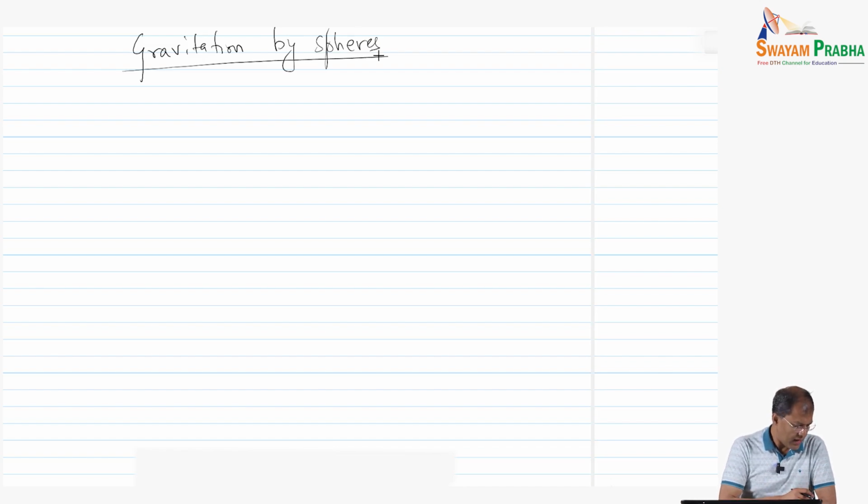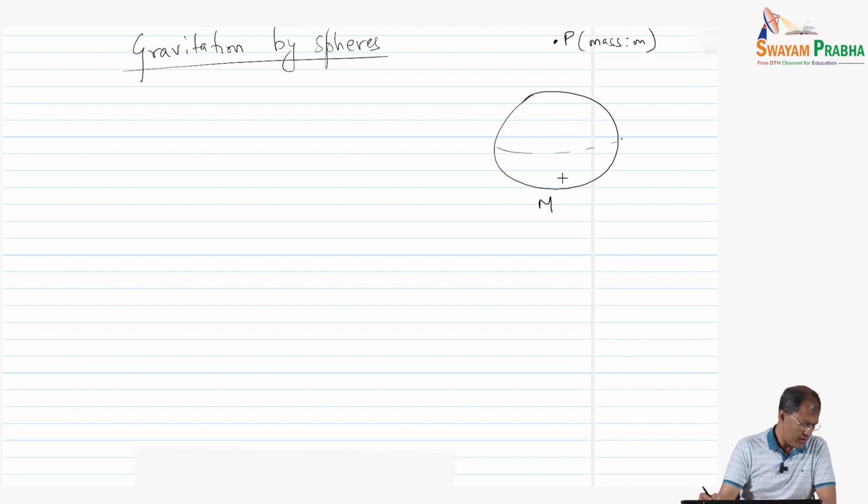So what we have is, let us consider a sphere. Now the sphere of mass capital M is interacting with a point object P of mass small m. Again, we start by considering an infinitesimally small dM and see how this infinitesimally small mass interacts with this point mass small m.